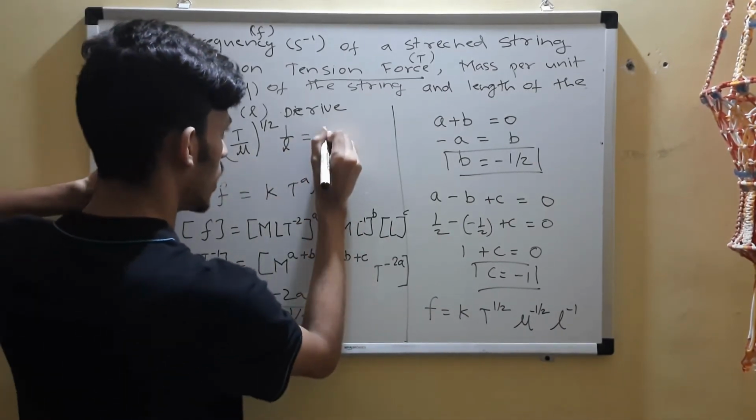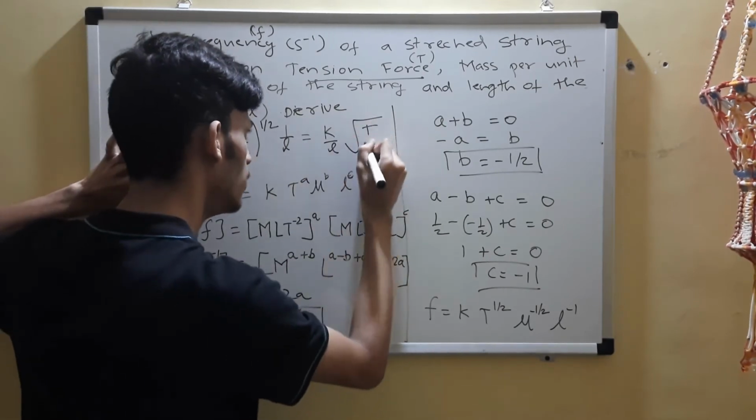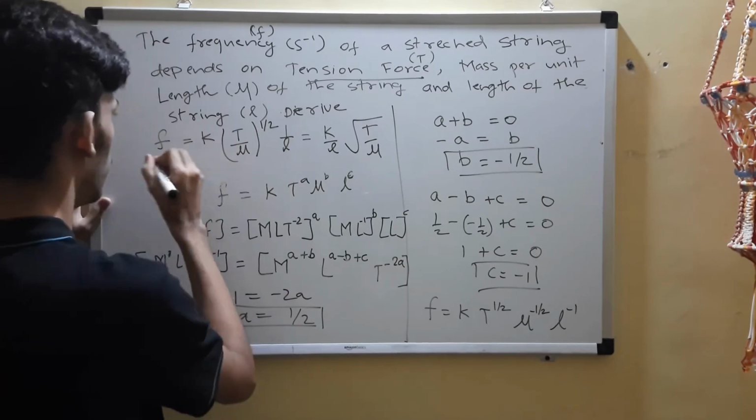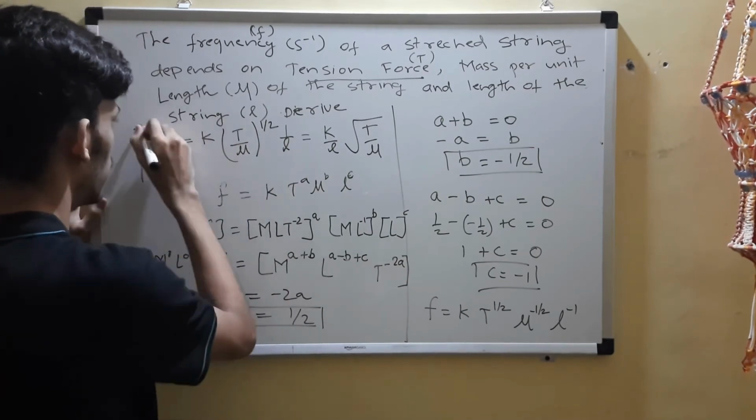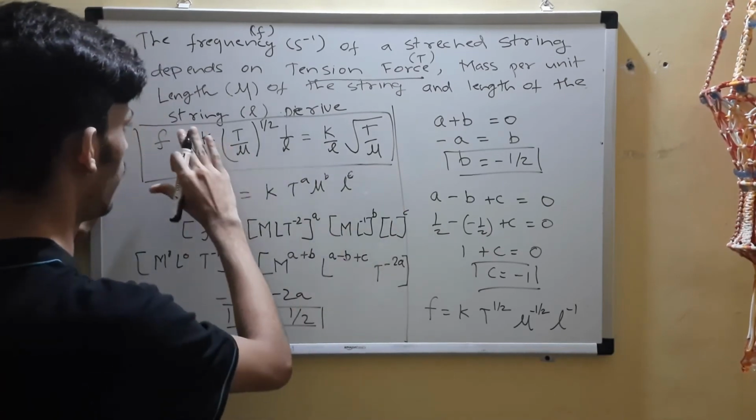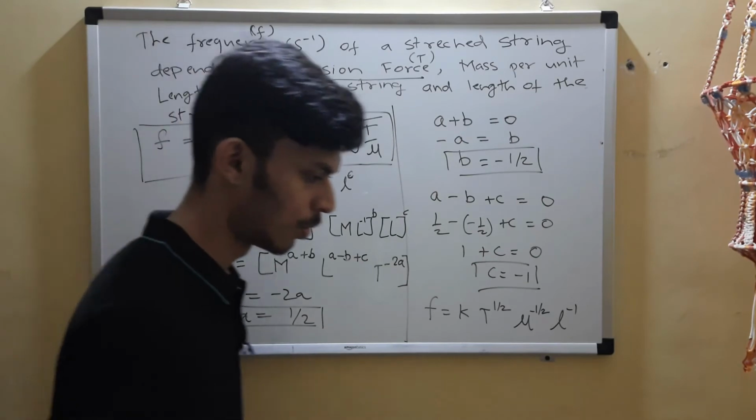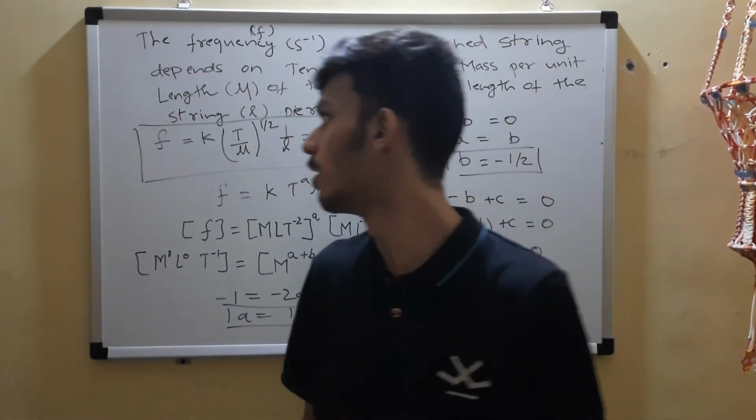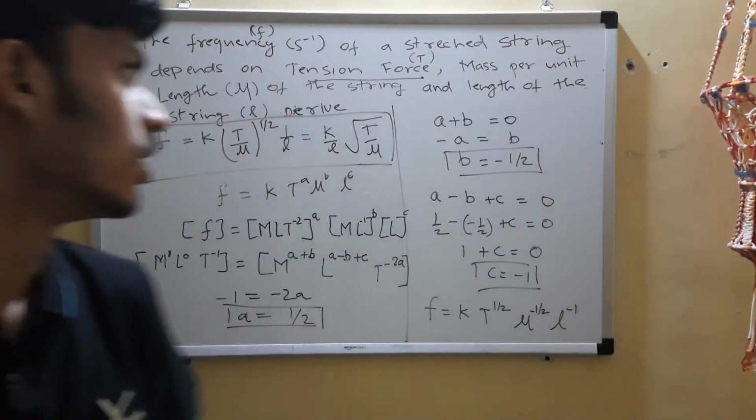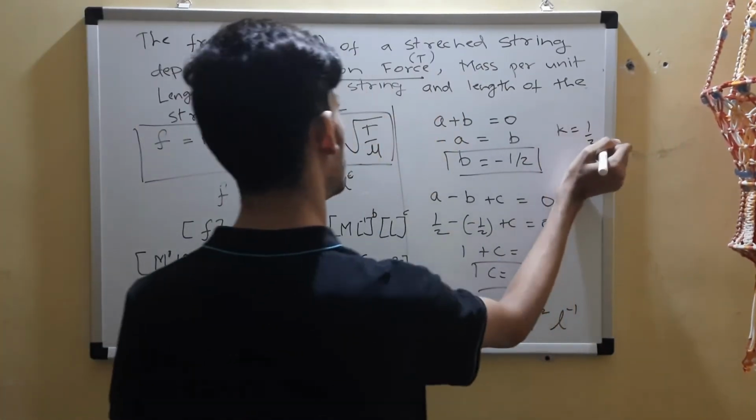So you can write it as k by L. What is raised to half? Under root. So this is the formula. Here directly you can say f is equal to k upon L under root T by mu. So this k cannot be determined, of course. For a string it will be actually 1 upon 2, I guess.